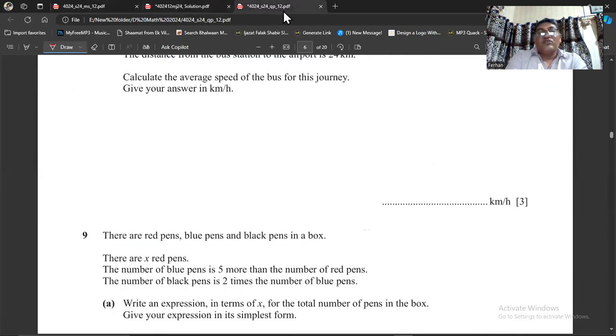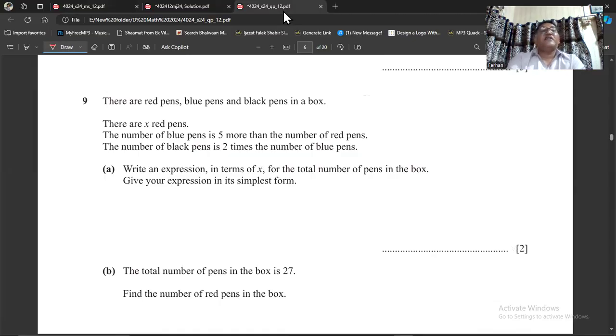Okay, so we are going to question number 9, and he says there are red pens, blue pens, and black pens in a box. There are X red pens. The number of the blue pens is 5 more than the number of red pens. So because this is 5 more than the red pens, it will be X plus 5. And the number of the black pens is 2 times the number of the blue pens. So the black pens will be 2 bracket start X plus 5 bracket close. He says, write an expression in terms of X for the total number of the pens in the box. Give your expression in its simplest form.